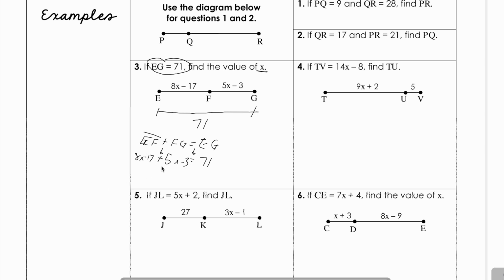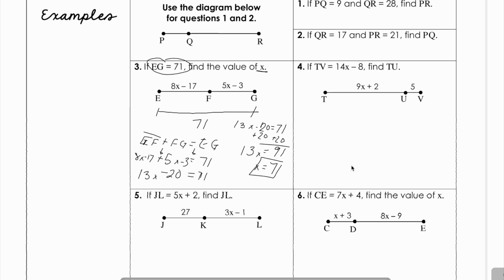So let's combine our like terms. Right here we have -17 and -3, so we're going to be adding, and the answer is going to be negative 20. And then 8x plus 5x is going to be 13x. Let's bring down our 71. I'm going to bring up my answer over here so I have more space. So we have 13x minus 20 equals 71. Let's bring our 20 to the other side. So now we have 91 equals 13x. So we're going to take 91 divided by 13, and x will be 7.